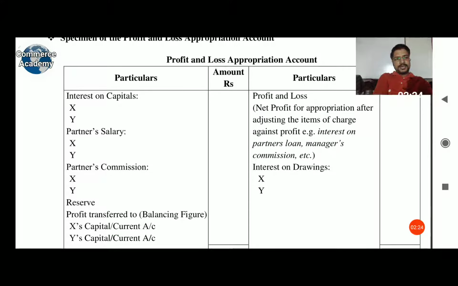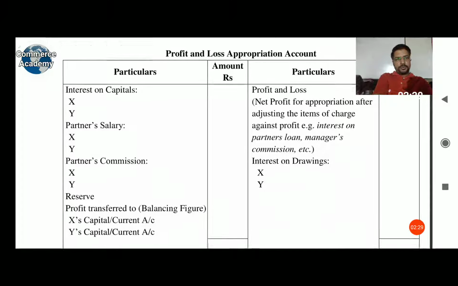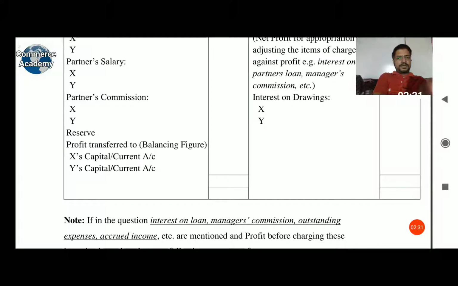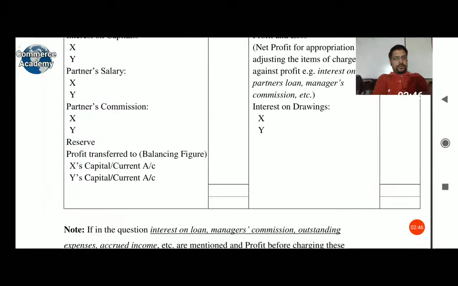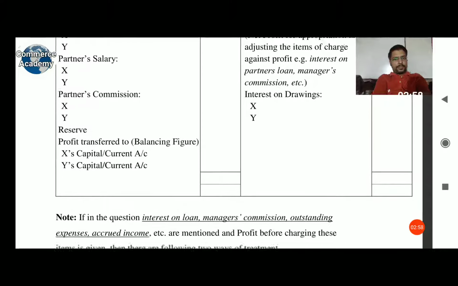So all these transactions are made in the profit and loss appropriation account. A reserve is also debited in the profit and loss appropriation account. The debit side is smaller than the credit side. That means the profit, and the interest on drawings, are also mentioned. X capital or current account Dr, Y capital or current account, appropriate ratios में जो इसको हम लोग बांट लेंगे.